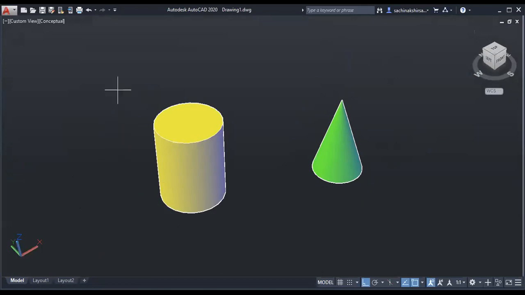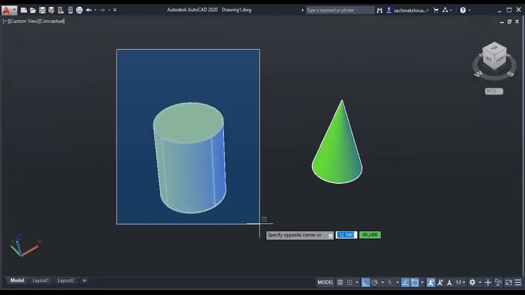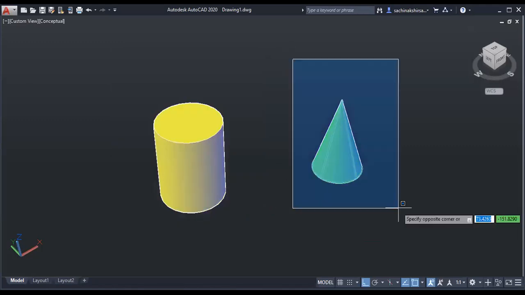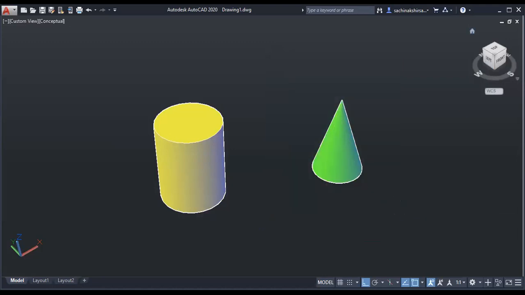First, on the left-hand side, yellow in color, which object is this? Cylinder. Its top and base are circles, bounded by a curved surface. The right-hand solid, which is green in color, is the cone. What does it have? Apex. It has an apex and its base is a circle, bounded by a curved surface. Now if you want to see its top view, it will be something like this.